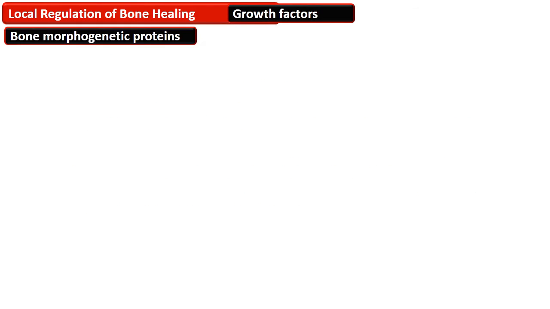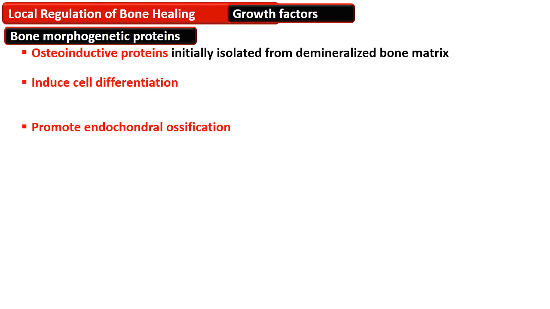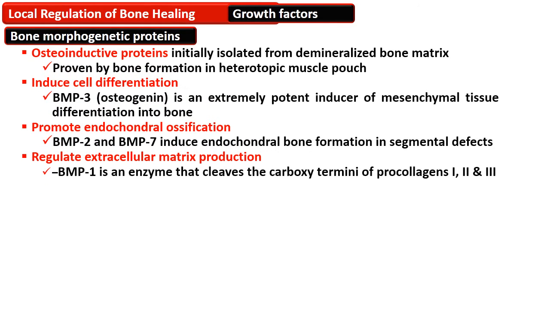The bone morphogenetic protein is another growth factor, which is an osteoinductive protein, initially isolated from the demineralized bone matrix. It induces cell differentiation, promotes endochondral ossification, and regulates extracellular matrix production. The osteoinductive character is proven by the bone formation in a heterotopic muscle pouch. BMP3, which is also termed osteogenin, is a potent inducer of mesenchymal tissue differentiation into bone.